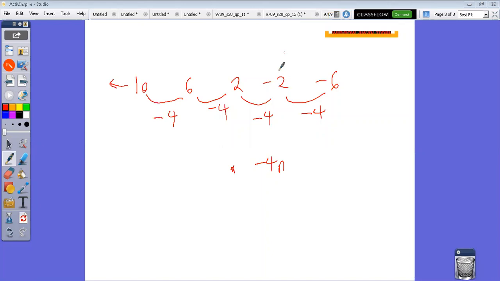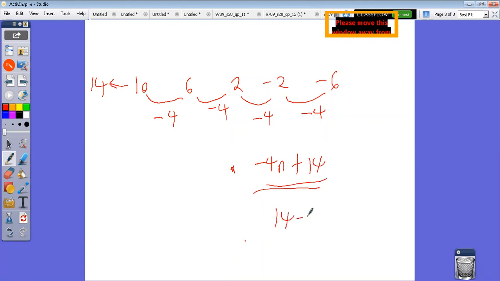It would be 14. Simply 14, because I have to take 4 to this. So it's simply plus 14. I'm done. That's the formula. Or you can write it as 4n minus 14, which is just the same. That's how I find the formula.